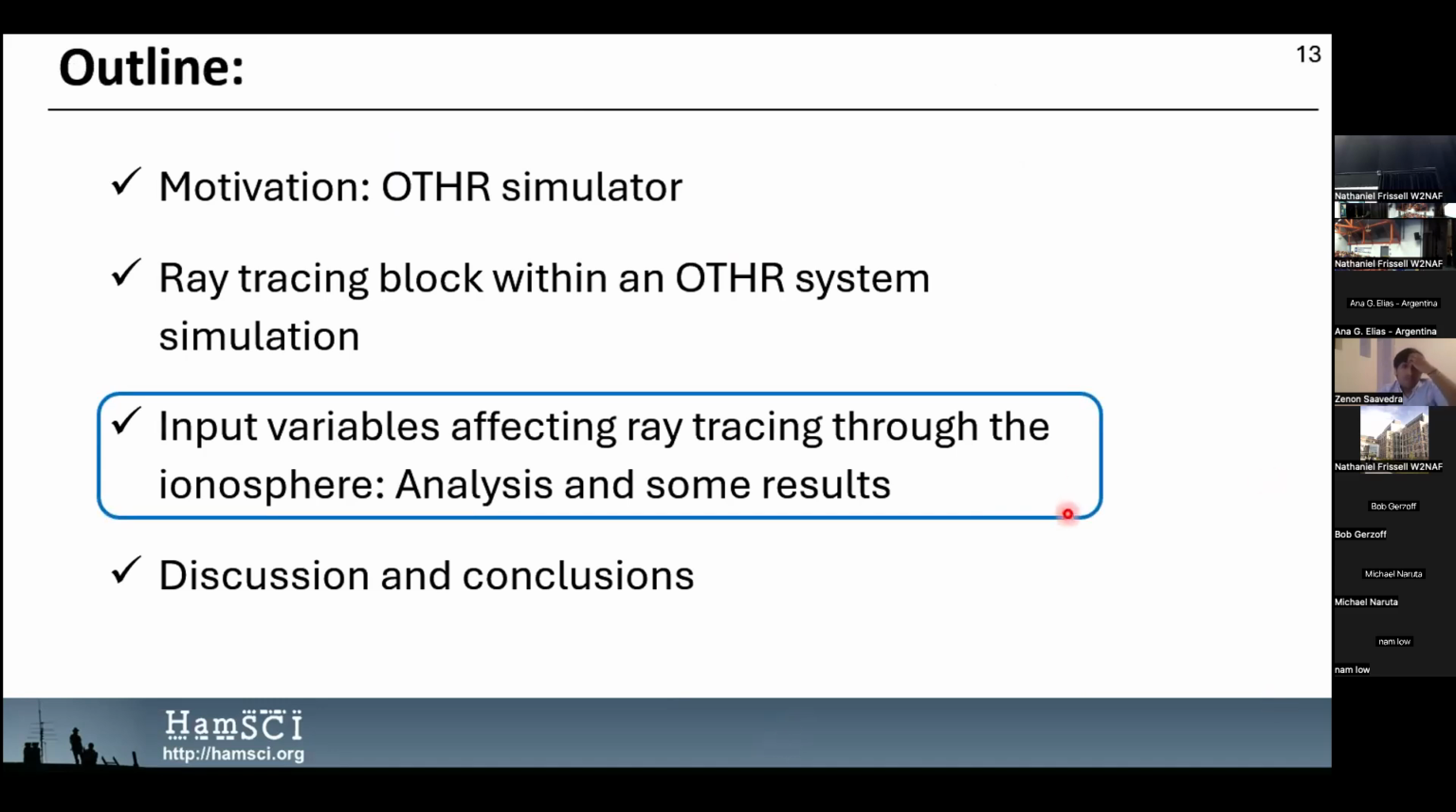In this part, we talk about the input variables and how they affect the ray tracing algorithm. On the other hand, we saw some results.